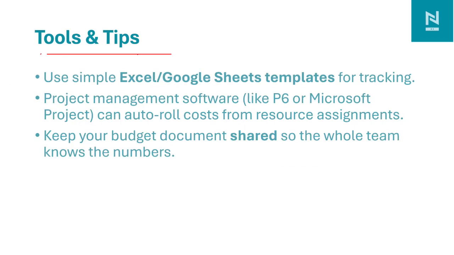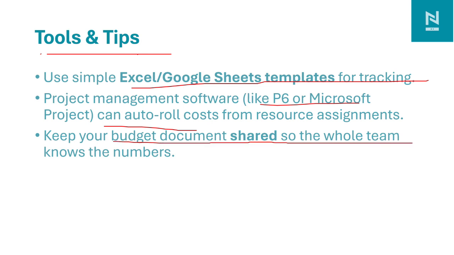For the cost baseline, we can use tools like Excel or Google Sheets templates for tracking, and software like P6 or Microsoft Project can be used for cost assignment and cost allocation in the project. So we can track the cost we have spent in the project. Keep the budget documents shared with the whole team. Know the numbers, and the cost is shared with the commercial team and the commercial team manages it.